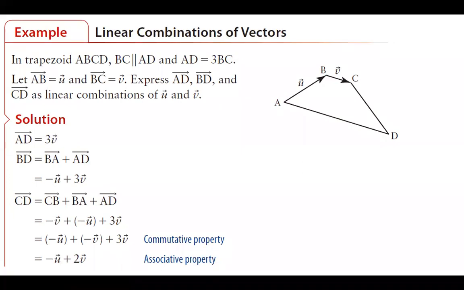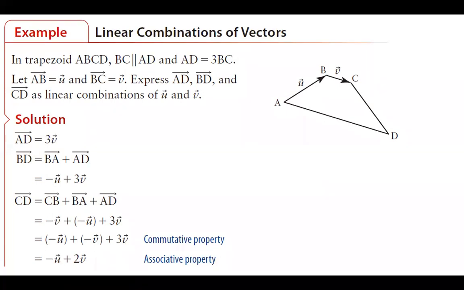And also we know vector CD equals vector CB plus vector BA plus vector AD. Then substitute all values in, we have negative V plus negative U plus 3V. And the final solution is negative vector U plus positive 2 times vector V. Okay, you have any questions? Any questions?